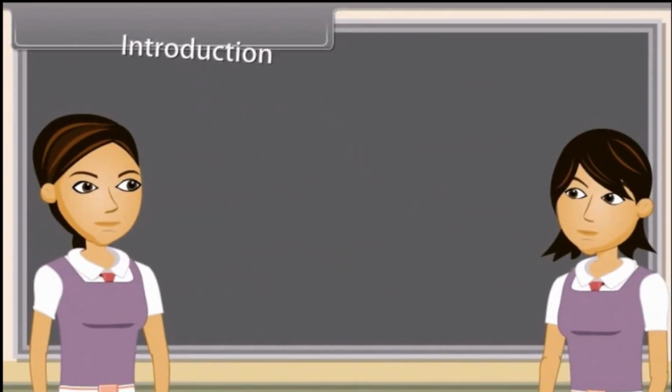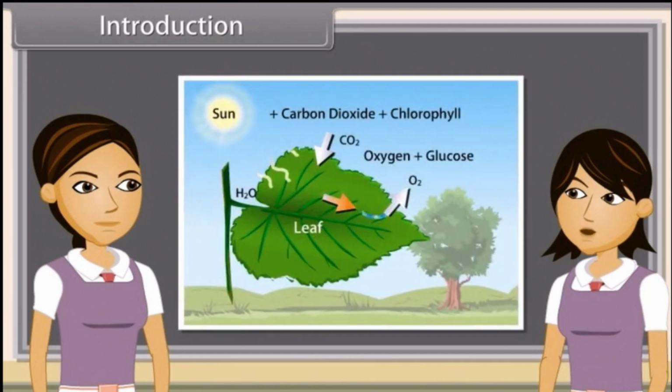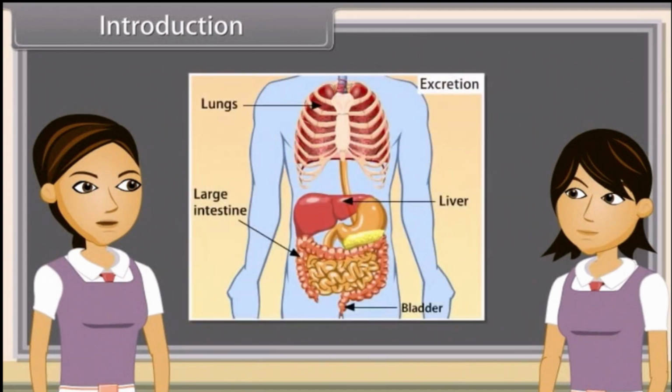Introduction. As we already know, gaseous wastes are removed by plants during photosynthesis and by animals during respiration. But liquid and solid wastes are still present in the body. So, we can say that the biological process involving the removal of these harmful metabolic wastes from the body is called excretion. The process of excretion is different in different organisms.